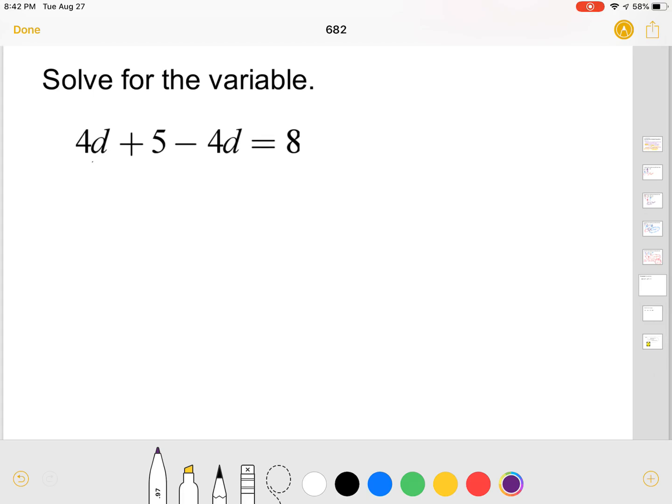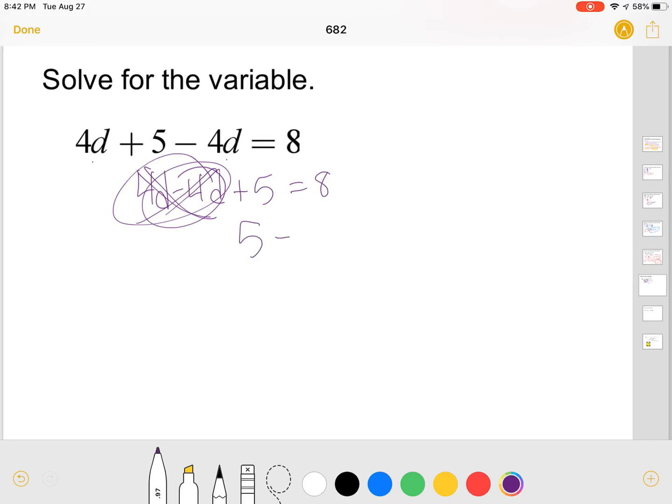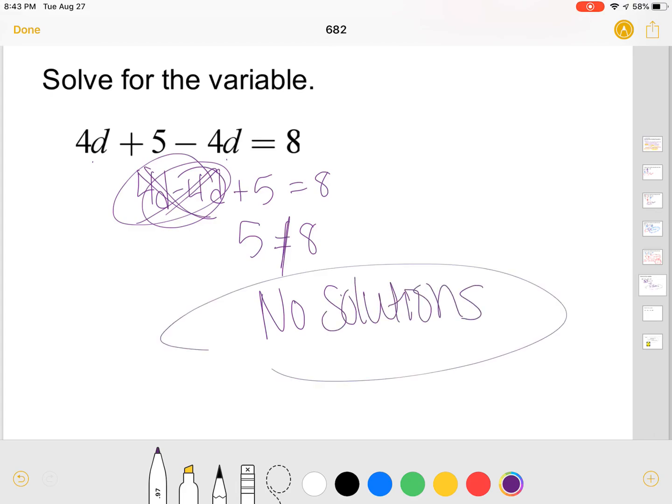Well, let's combine our 4D minus 4D. Well, 4D minus 4D, right? That is like saying you have $4 and then you spend $4, so that just becomes 0. So you have 5 equals 8. Well, is 5 equal to 8? No, it is not. So this is another no solutions, and that would be our final answer.